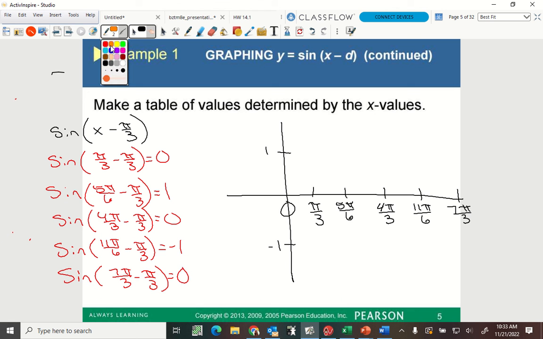Now, I'm going to go ahead and plug in my points here. So, at pi over 3, my answer was 0. At 5 pi over 6, it was 1. At 4 pi over 3, my answer was 0. At 11 pi over 6, my answer was -1. And at 7 pi over 3, my answer was 0. There we go. And now we have a wonderful graph.